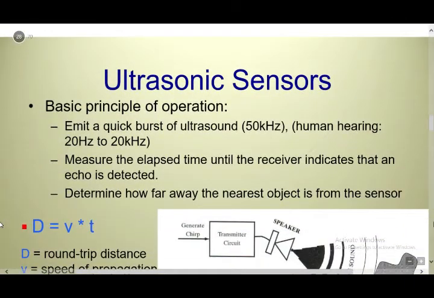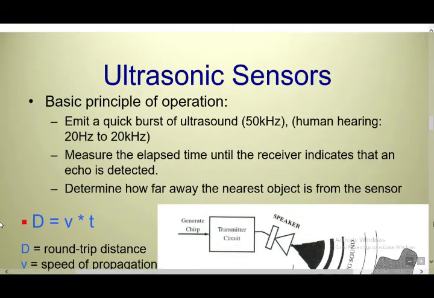Next, ultrasonic sensors. Basic principle of operation: emit a quick burst of ultrasound. Human hearing is sound from 20 Hz to 20 kHz. Measure the elapsed time until the receiver indicates that an echo is detected, to determine how far away the nearest object is from the sensor.